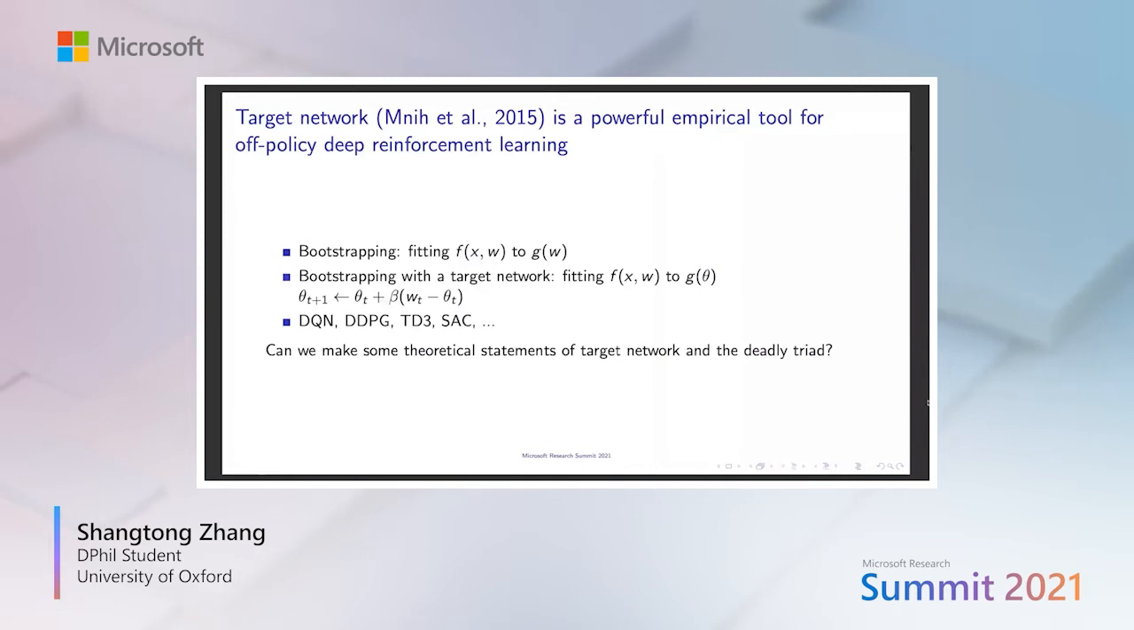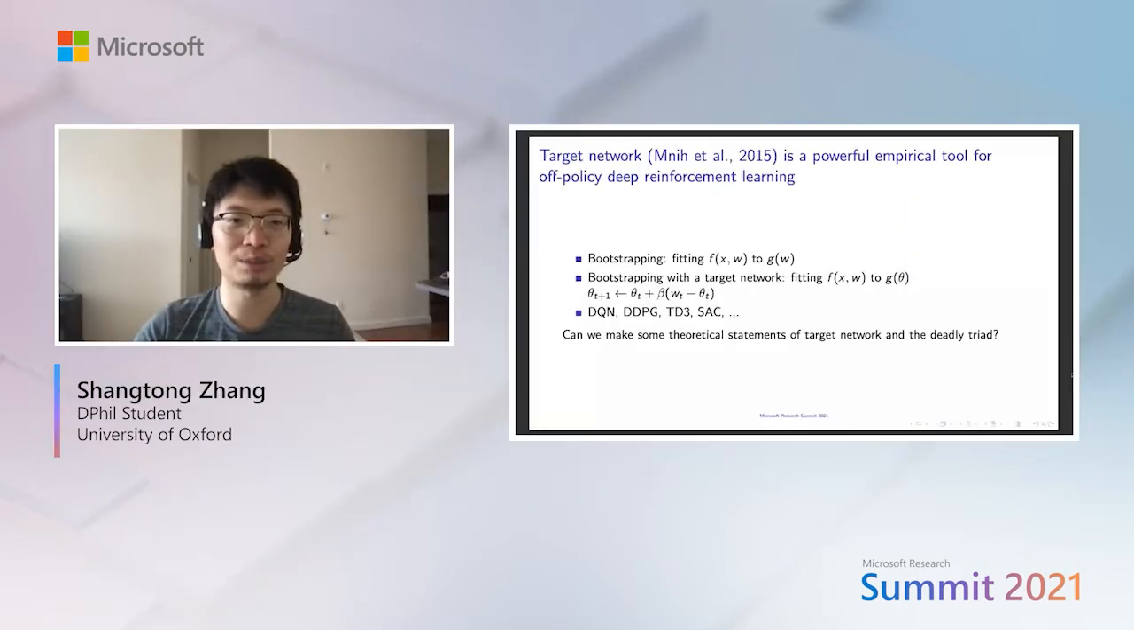Recall that in bootstrapping, we try to fit our function f(x, w) to a target g_w computed by the parameter w itself. If we consider bootstrapping with a target network, instead of using g_w, we use g_theta as the update target. Here theta is a copy of the parameter w, and is updated slowly to track the main network w. In this way, we make sure that the update target g_theta changes very slowly. The intuition behind the target network is that it works because it provides a stabilized bootstrapping target. In practice, the target network is very successful. It's used in DQN, DDPG, TD3, and SAC.